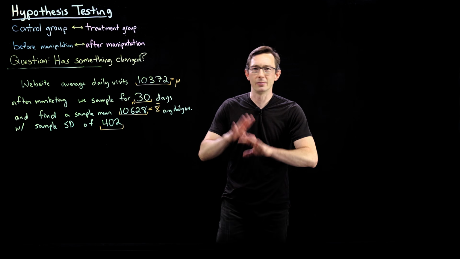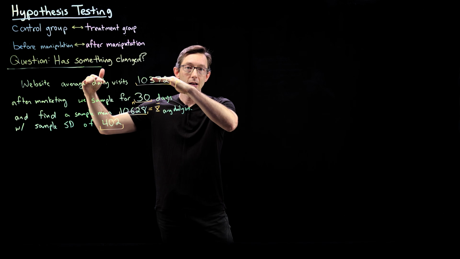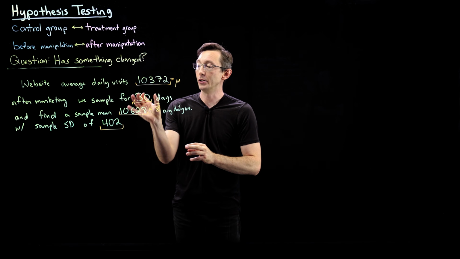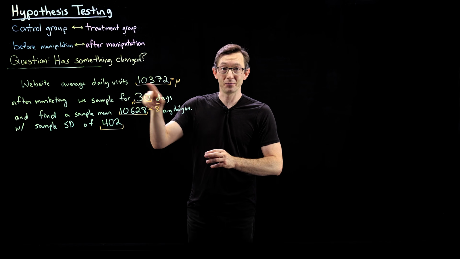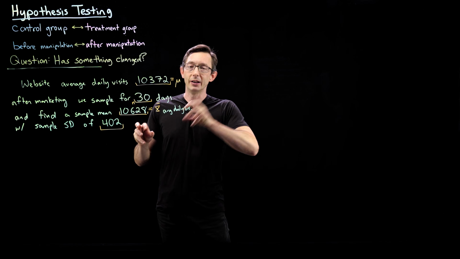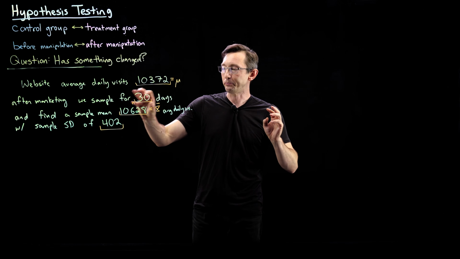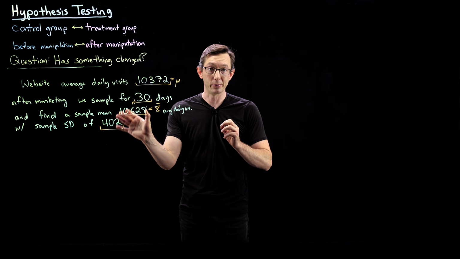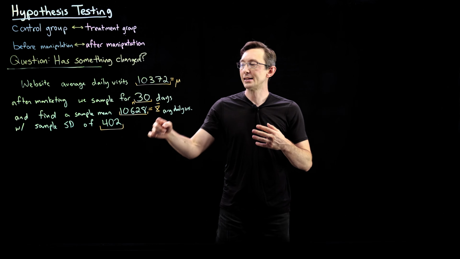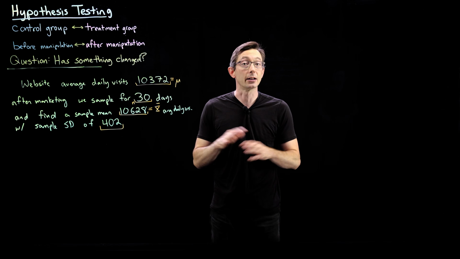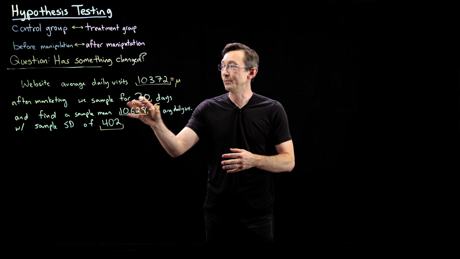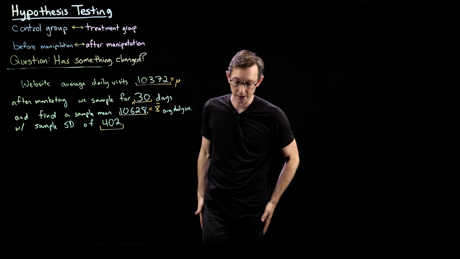So this is the basic problem. We had an old mean or average value, and we changed something. We did some marketing. After manipulation, we have a new observed mean over some sample. So we sample 30 days. We assume they're independent. That's a little bit of an assumption, but we assume that each day is independent and random. For 30 days, we get this new sample mean and standard deviation. So the question is, did something actually change, or was this change just due to statistical fluctuations and random chance? Is this expected based on this mean, or is this really because of a successful marketing campaign? That's the kind of question we ask.